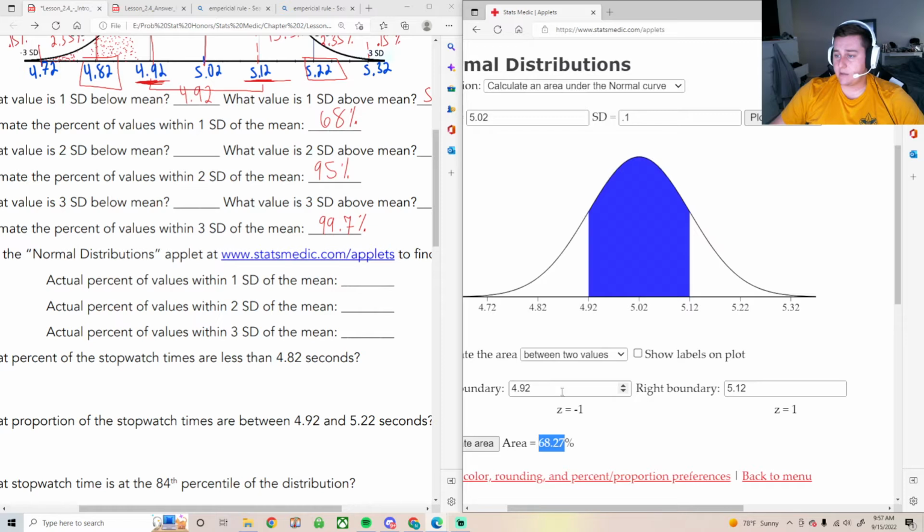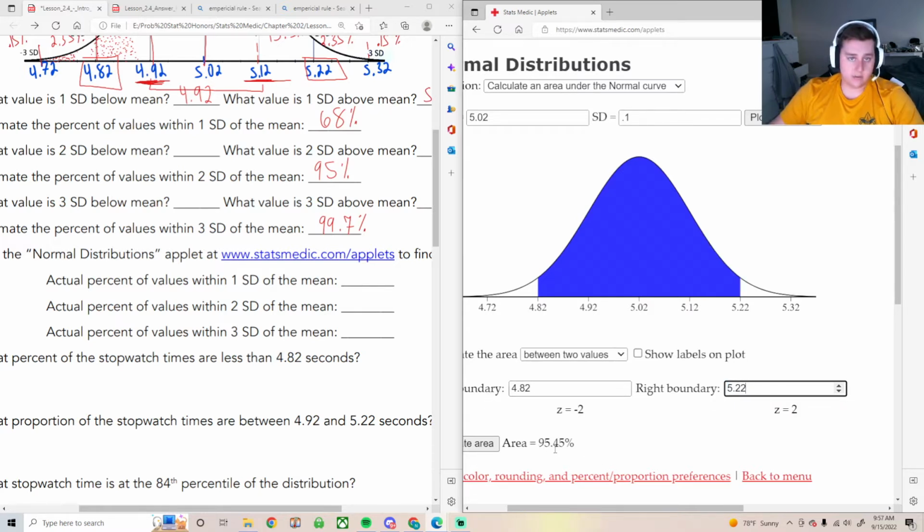You could do the exact same thing for two standard deviations, which is 4.82. And then obviously, as you can see, as I change these, the graph will automatically update, 5.22. Here's 95.45 instead of the 95%. So a little bit of a variation there. And then 4.72 up to 5.32, and there's 99.73.